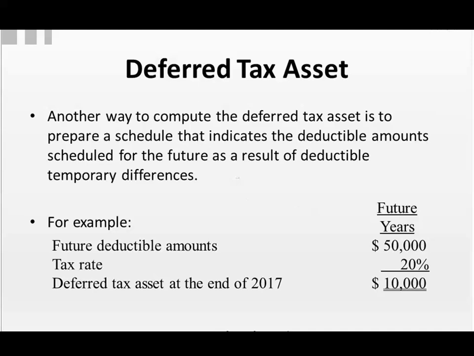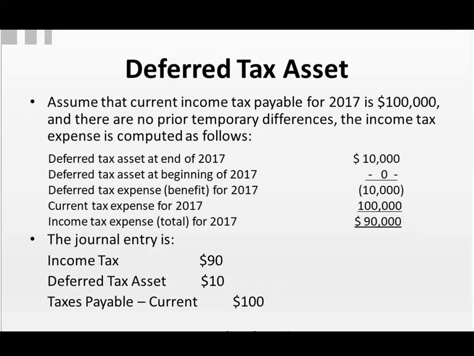All right, so stay with me. Assume that the current taxes payable for 17 is $100,000. That's a given. I'm giving you that one. And there are no prior temporary differences. So the tax expense would be 10,000 minus 0 gives you what? A negative 10,000, which is a benefit. And the current tax expense is 100,000. So the journal entry would be debit income tax expense for 90,000, credit taxes payable current for 100,000, and debit deferred tax asset for $10,000. Hope you're with me there.